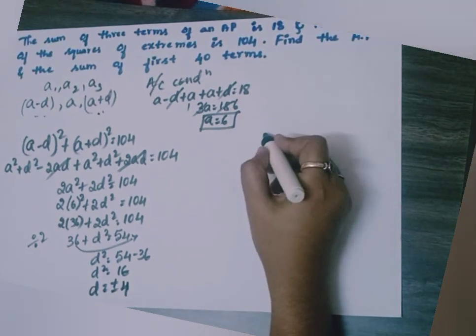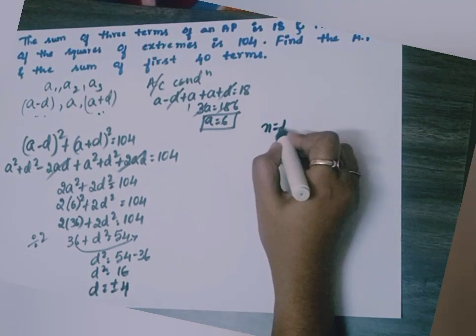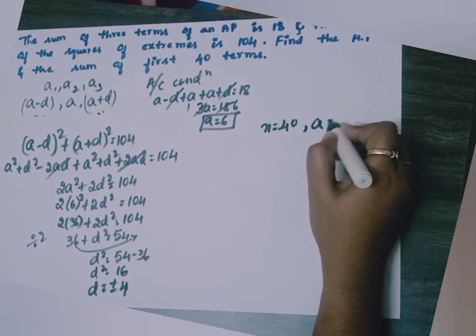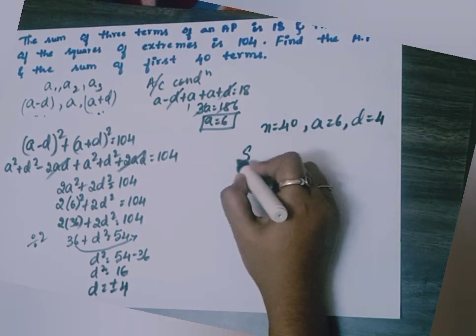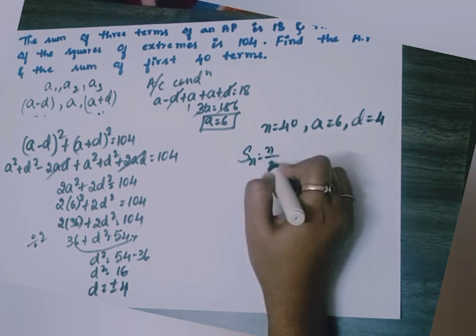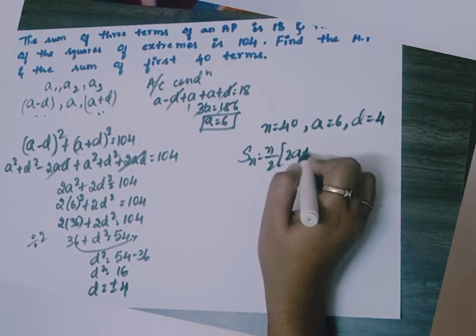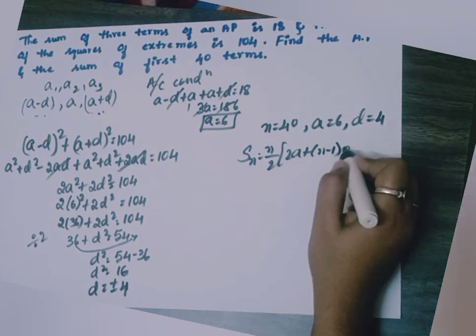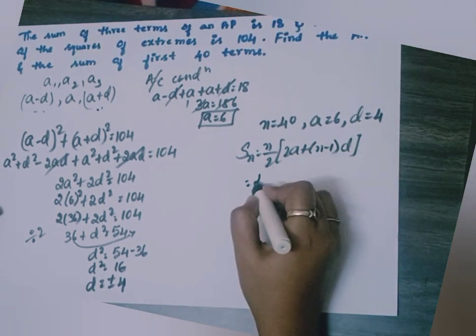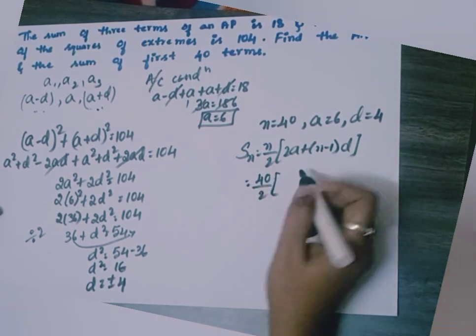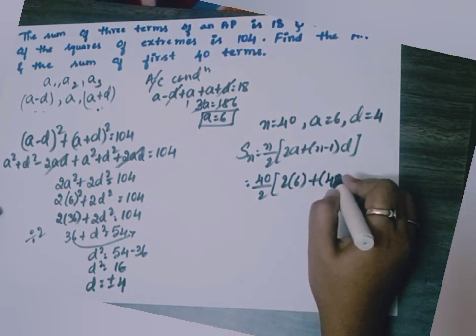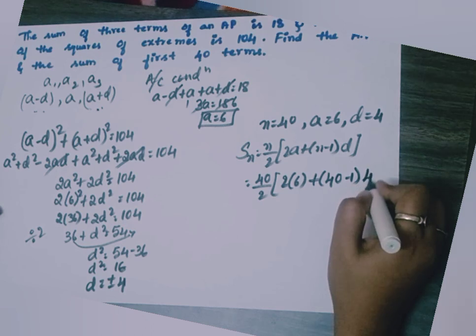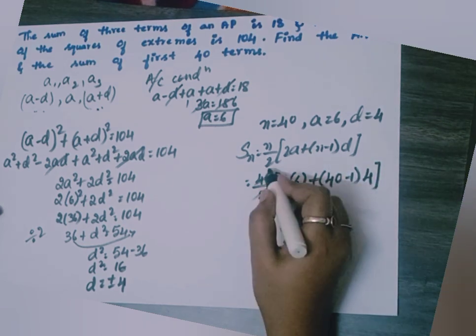They said the sum of how many terms? 40 terms. So therefore n is equal to 40. Already we have a is equal to 6, d is equal to plus 4. So now we need to find the sum. So Sn is equal to n by 2 into 2a plus n minus 1 into d. So the n value we have is 40 divided by 2, 2a value we have 6 plus n is 40 minus 1, d is 4. 2 1s are 2, 2 20s are 40.